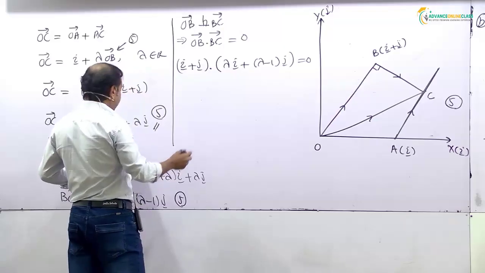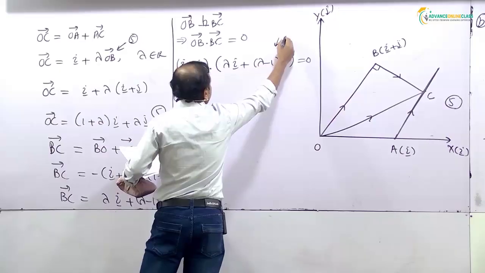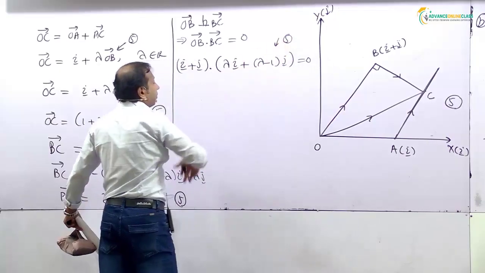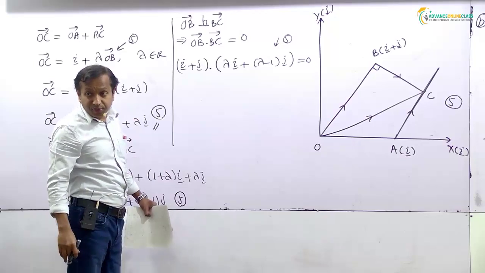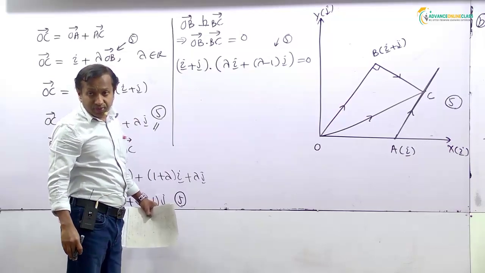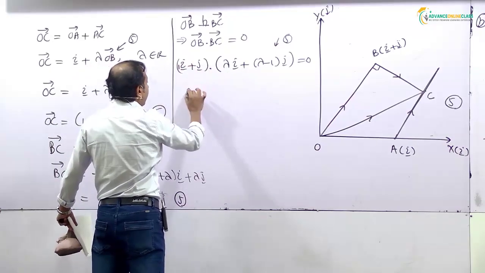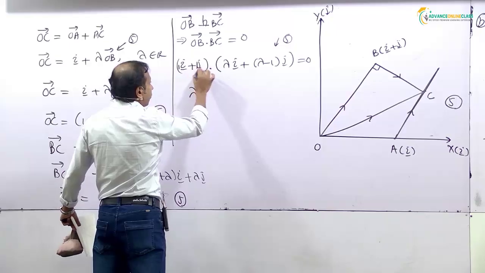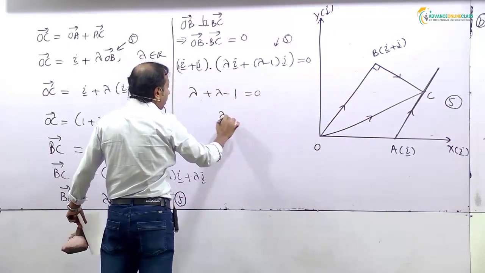How to simplify here, people? For this, we get 5 marks. How to take the dot product between I J vectors? I coefficients we multiply, J coefficients we multiply. I coefficients 1 and lambda, J coefficients 1 and lambda minus 1. Right. Equal to 0, lambda is half.